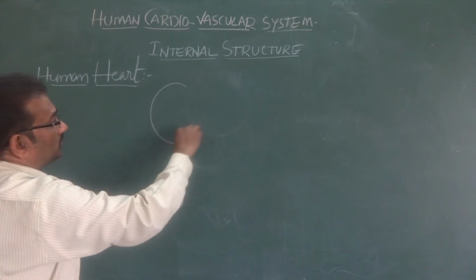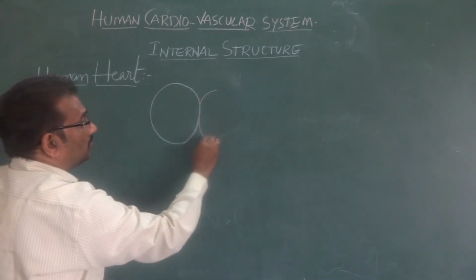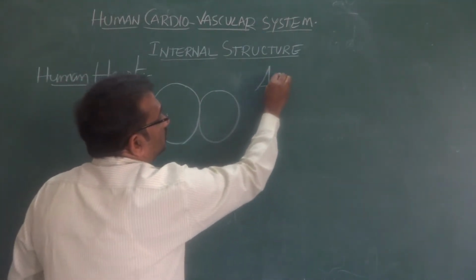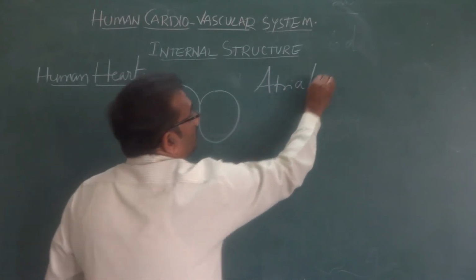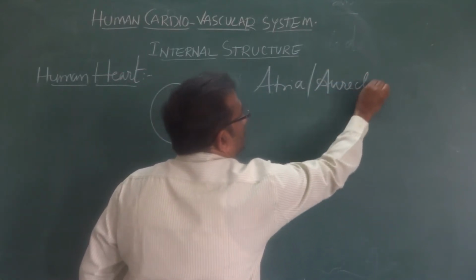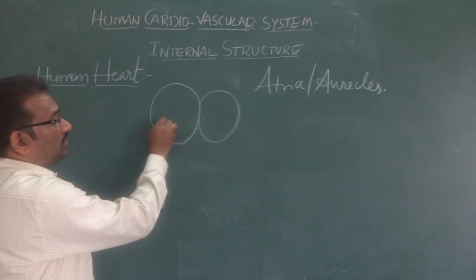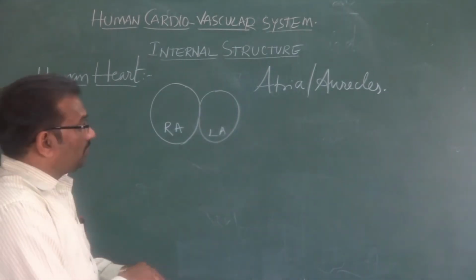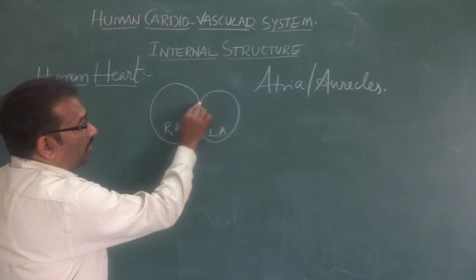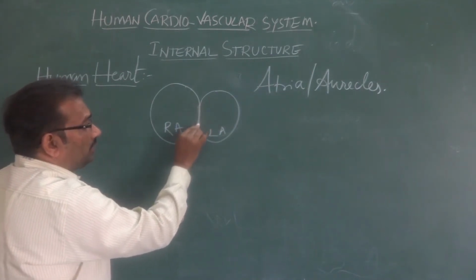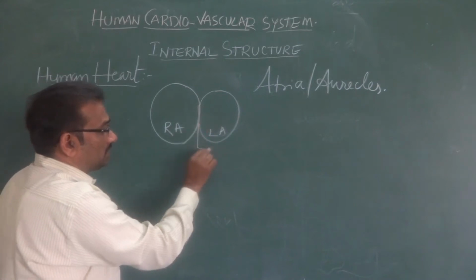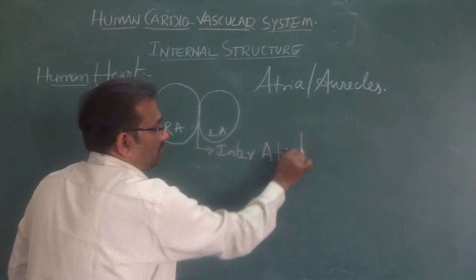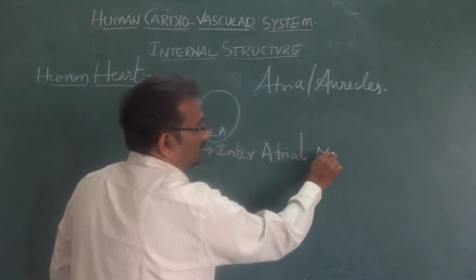So the upper two chambers are called atria or auricles. This is the right atrium, this is the left atrium. The two atria are separated by the interatrial membrane, or septum.